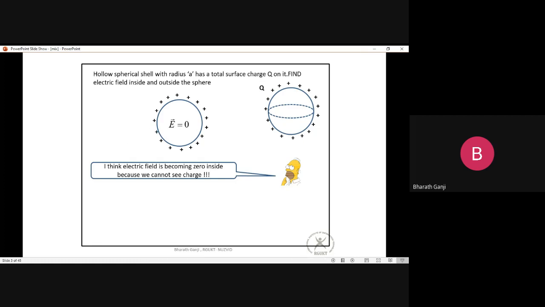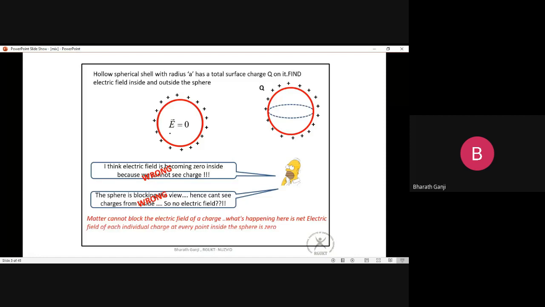So you might say, sir, I think the electric field is becoming zero inside because we cannot see the charge inside. If I sit inside that conductor, I cannot see any charge, sir, so probably the electric field is becoming zero. That is what I said, and before also I was explaining it. The sphere is never blocking the charge, that is, blocking the electric field. The sphere is not stopping the electric field from coming inside. What is happening is there is an electric field because of every charge inside, but the net electric field is going to become equal to zero. That is why you don't see an electric field inside, right?